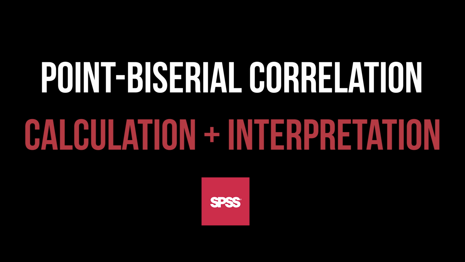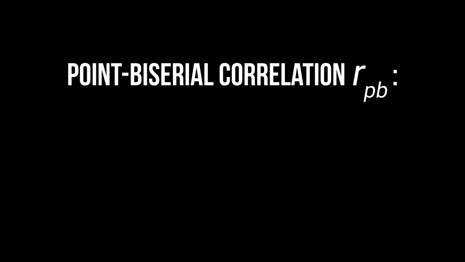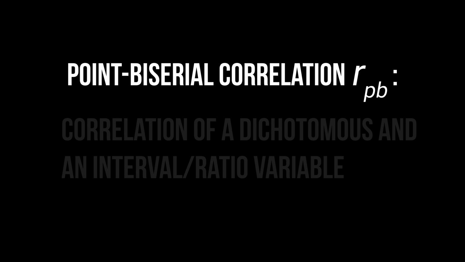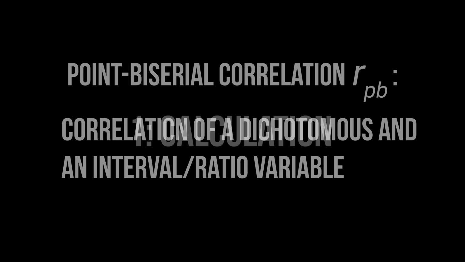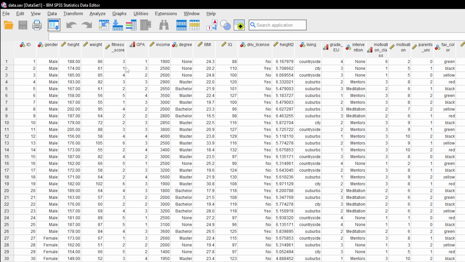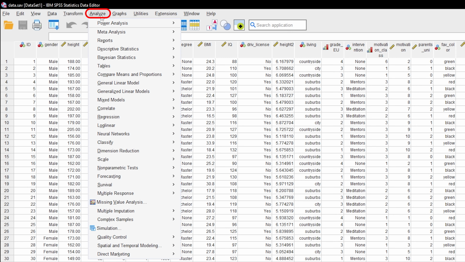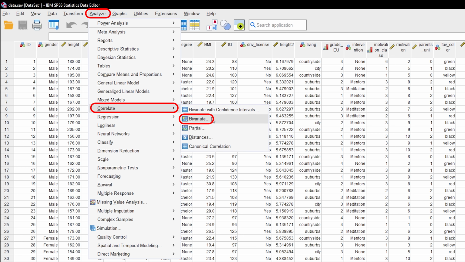This tutorial shows you how to conduct a point-biserial correlation in SPSS. The point-biserial correlation is used for correlating a variable on the interval or ratio level and another being dichotomous, meaning it has only two values. To conduct the point-biserial correlation, go to Analyze, Correlate, Bivariate.